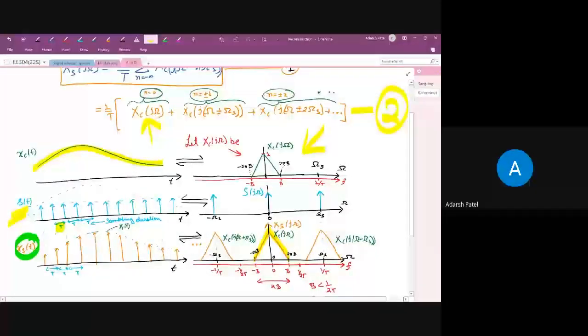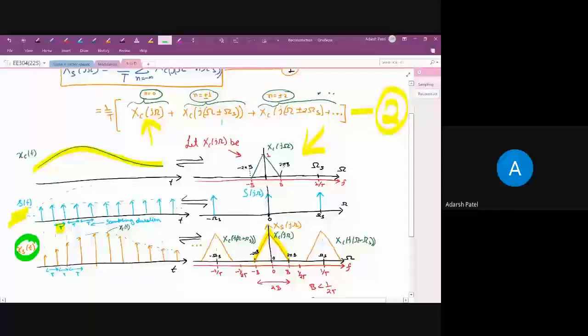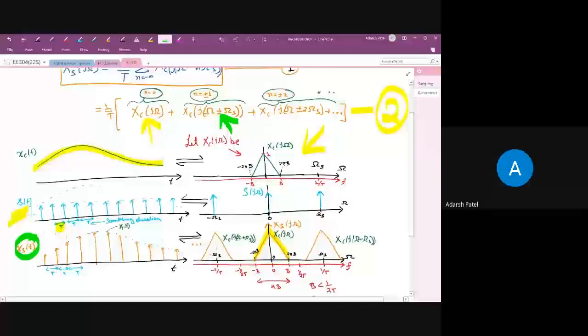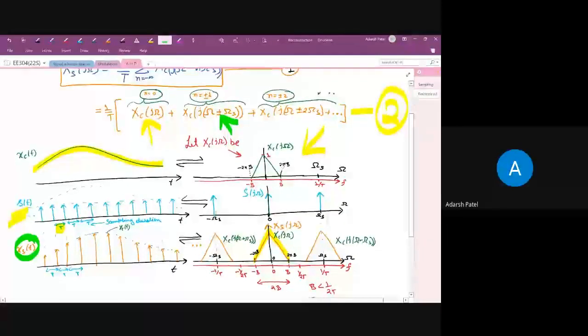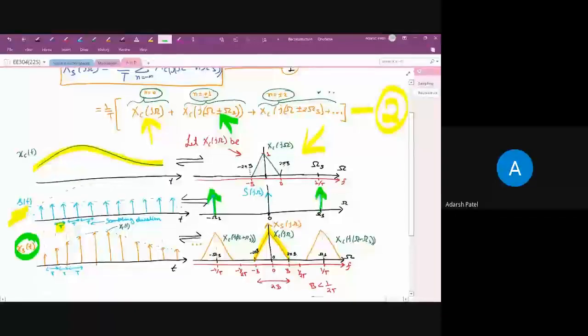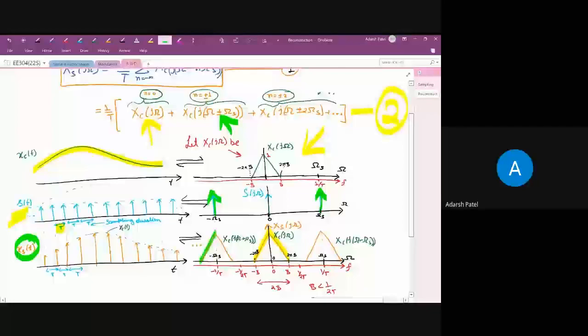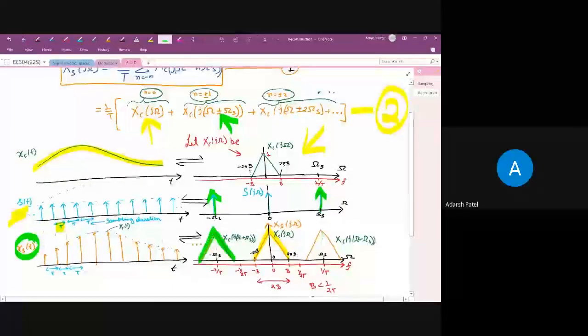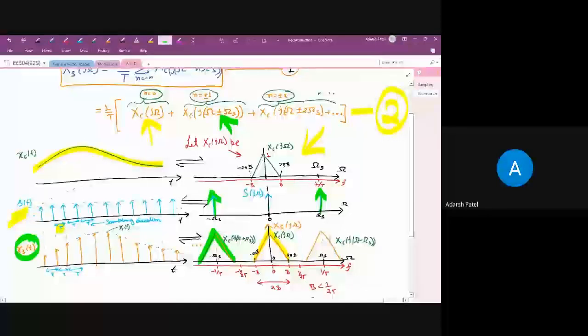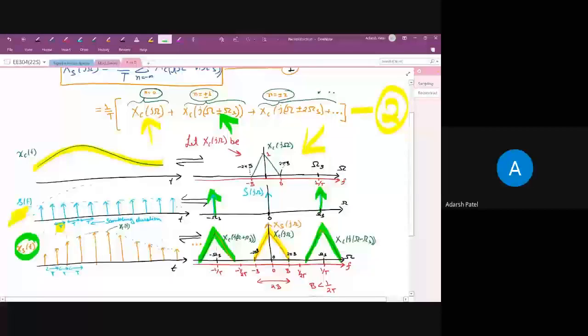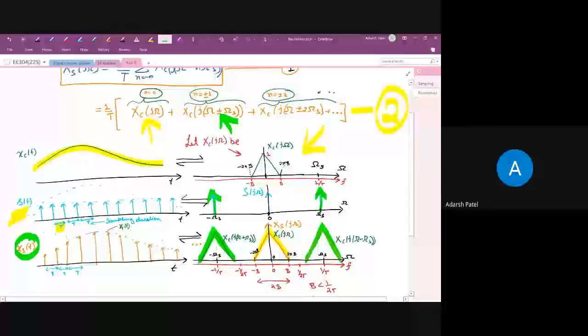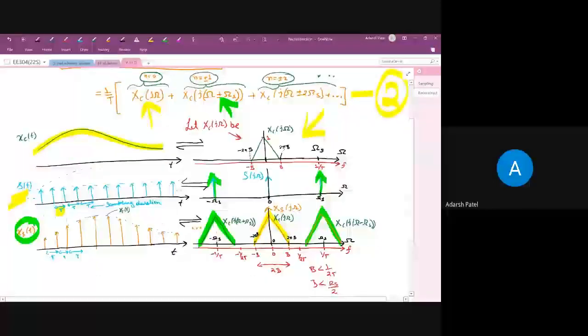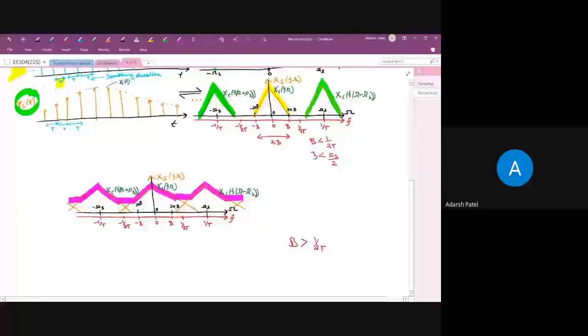Similarly, if we consider this at n equal to plus minus 1, these correspond to these two impulses, convolved with them, and these came out to be this portion and this portion. Yes, these came out to be like these in here. Then we expanded this thing further.